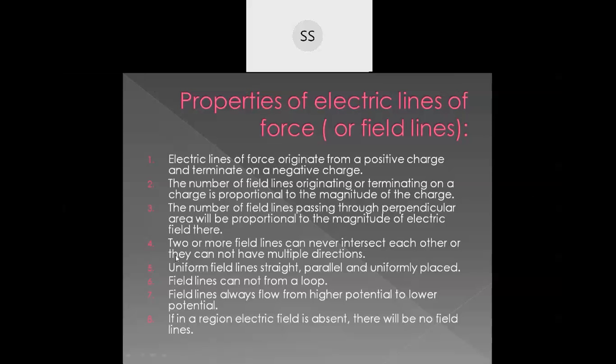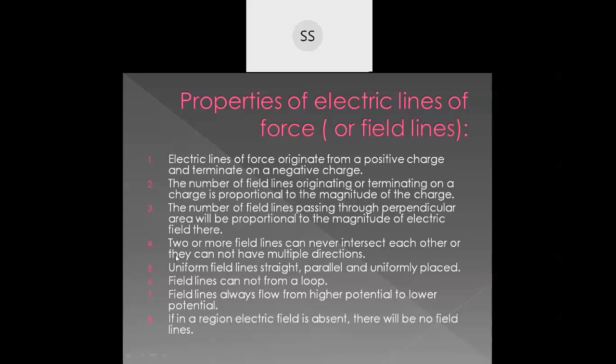Number five, uniform field lines are straight, parallel, and uniformly placed. Uniform field lines means that in a particular area the electric field is the same. So when the electric field is the same, the field lines will be straight, parallel, and uniformly placed. Number six, field lines cannot form a loop. They cannot go in round shapes.